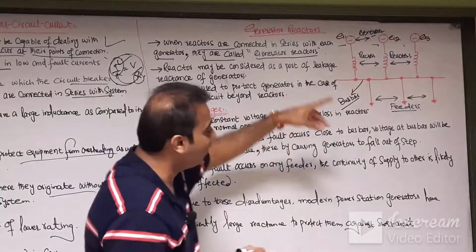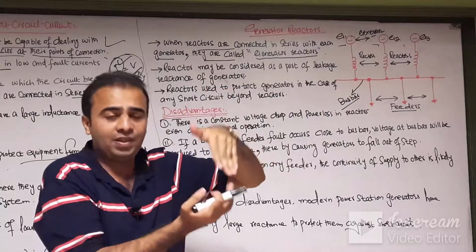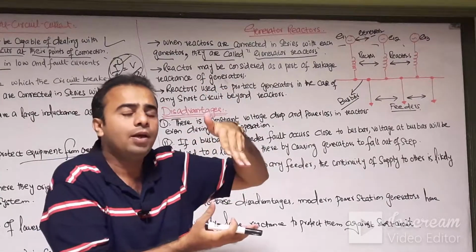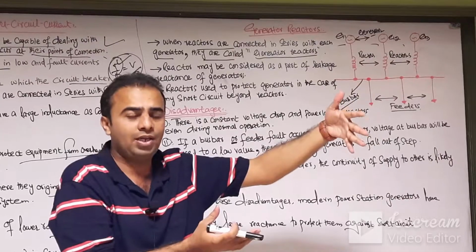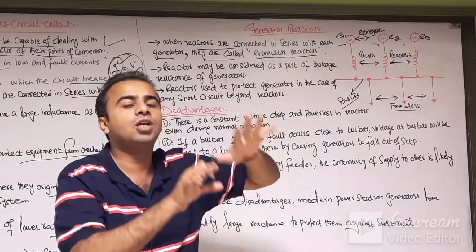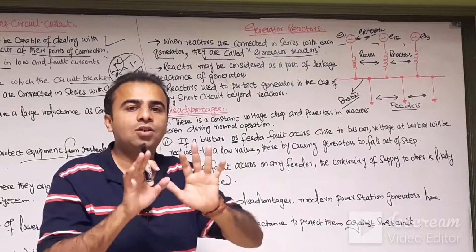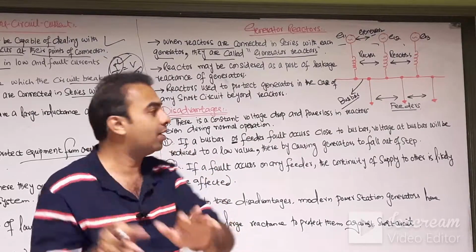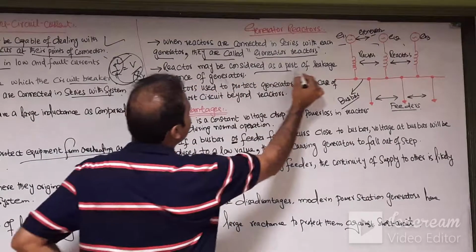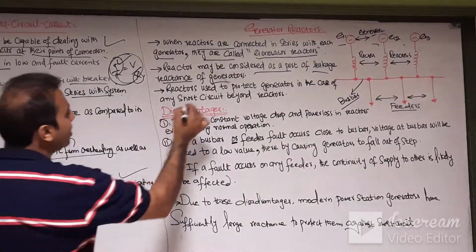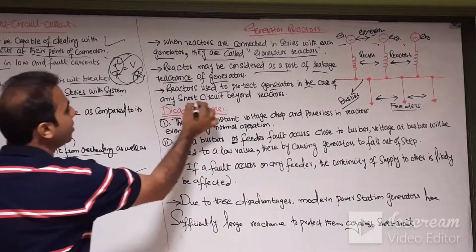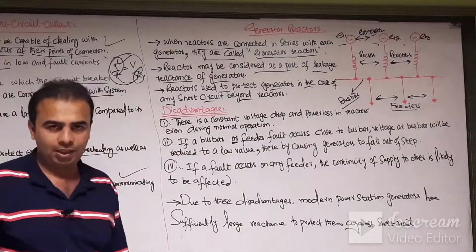The reactors which are connected in series with the generator provide additional leakage reactance to the generator to limit the short circuit current. So this is called the generator reactor. A reactor may be considered as part of the leakage reactance of the generator. Reactors are used to protect the generator in the case of any short circuit beyond the reactors.